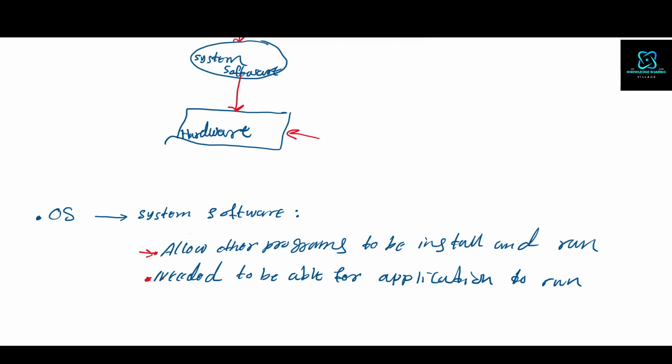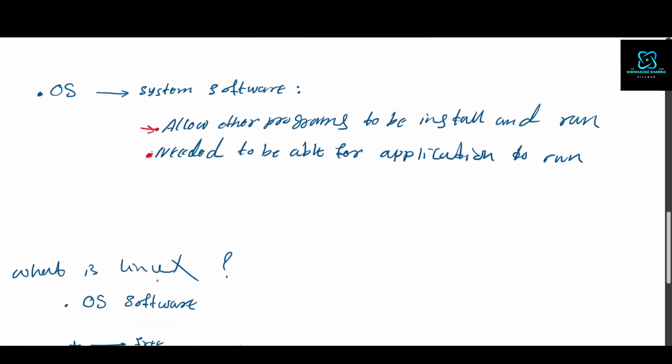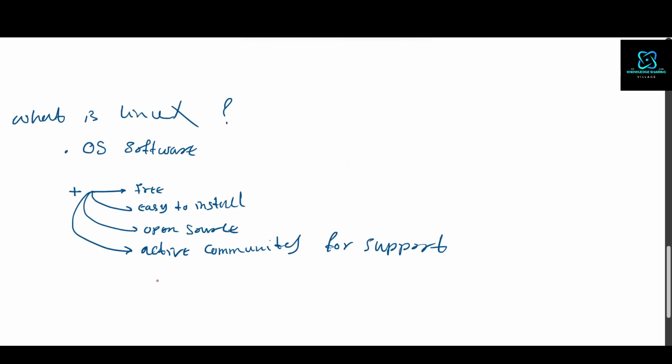Without the operating system, it will be very difficult for application software to be able to run on the system. There will be conflict between different application systems. Here comes the operating system to help us with the sharing of the resources between many different applications and to be able to install and run them on the computer. So now we have a basic understanding of what is software and what is the operating system.